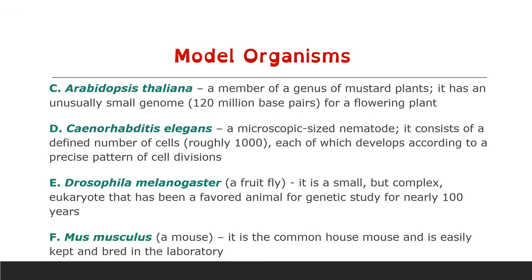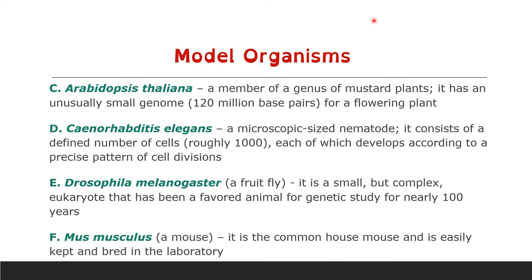Next, we have the Arabidopsis thaliana. This is a member of the genus mustard plants. It has an unusually small genome of 120 million base pairs for a flowering plant. So it is a weed called the thale cress, and apart from having the unusually small genome, it actually has a rapid generation time and large seed production, and it grows to a height of only a few inches.